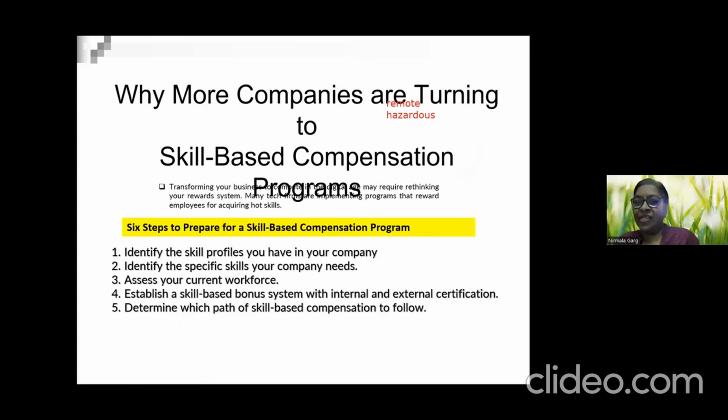Well, I'm just wanting to know, how do organizations benefit when they are promoting these skill-based compensation programs? Don't go through this entire thing, it's very easy. But my main question to you is, how do organizations benefit when they're having skill-based programs?